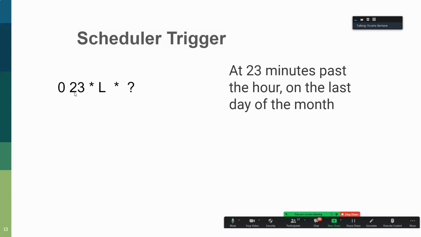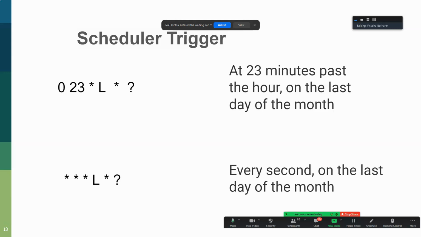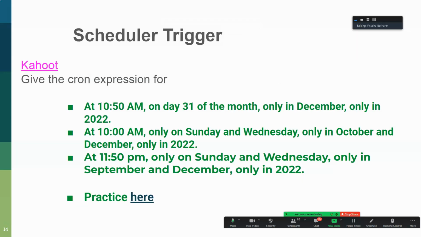So at 23 minutes past the hour on the last day of the month, every month. Probably this is something that may need a little bit of practice. You can practice it by going to the websites that I showed, and once you spend some time practicing, you will understand it. This one is also the same thing, every second on the last day of the month. So this is a Cron expression.